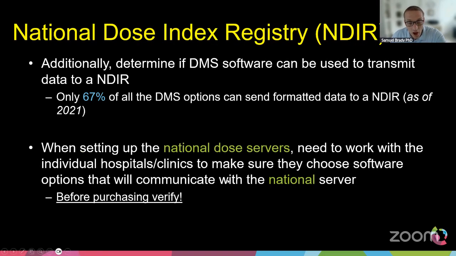All right, at the national level, you need to set up servers. So you'll have a DMS software to collect this data. These two softwares do not have to be the same. You can have vendor A on the national level and vendor B or C or D at the local level. That's okay, as long as they can communicate. You do not have to have the same software platform throughout your nation.